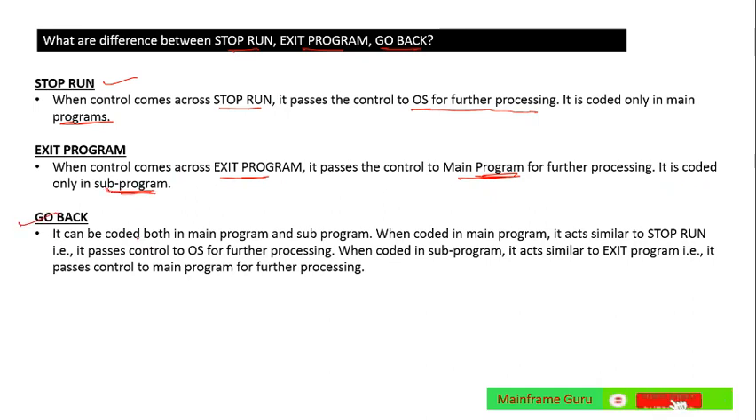And GOBACK can be coded both in the main program as well as in a subprogram. When coded in the main program, it acts similar to STOP RUN. It passes control to the OS for further processing. When coded in a subprogram, it acts similar to EXIT PROGRAM. It passes control to the main program for further processing.